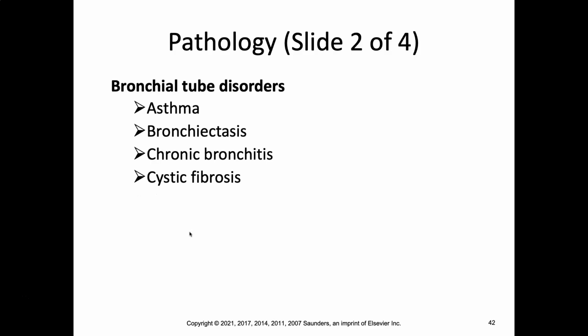Bronchial tube disorders. Asthma is a huge one. Bronchiectasis, chronic bronchitis, and that kind of starts edging over into the COPD umbrella of chronic lung diseases. Cystic fibrosis is a congenital genetic disorder.